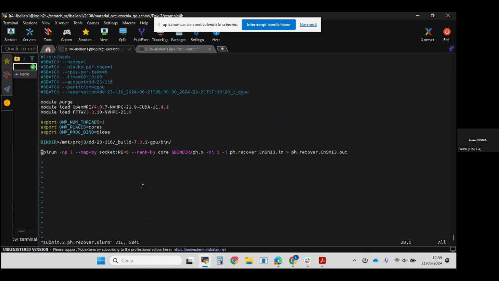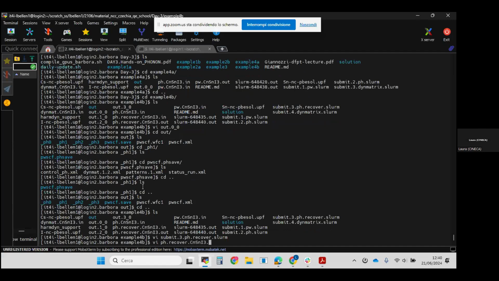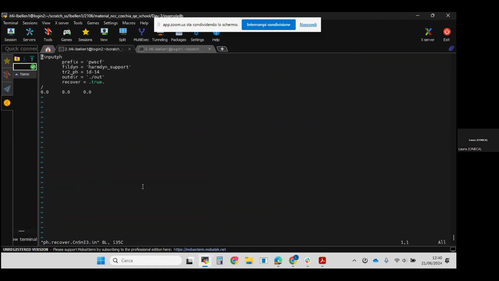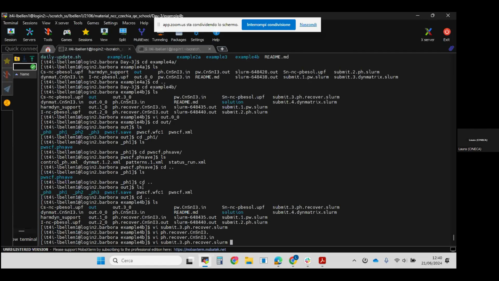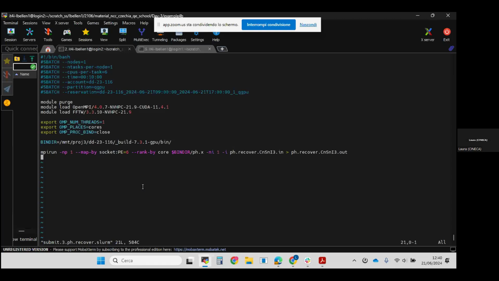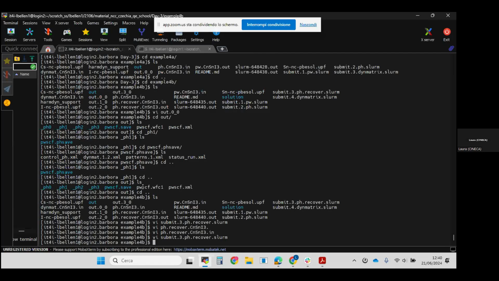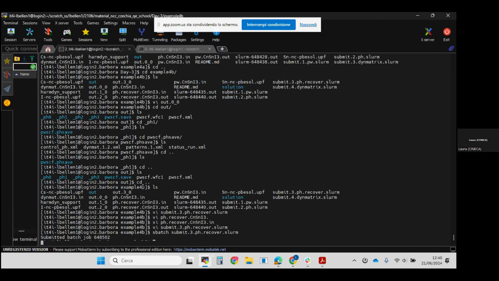You just need to run the simulation by using ph.recover.in, with the input parameter recover equal true. Once the simulation is done, you need to recover the simulation. But you need to run with one image only. So you need to recover the simulation after all the contributions to the dynamical matrices are computed, with one image only. So let's submit this third step.